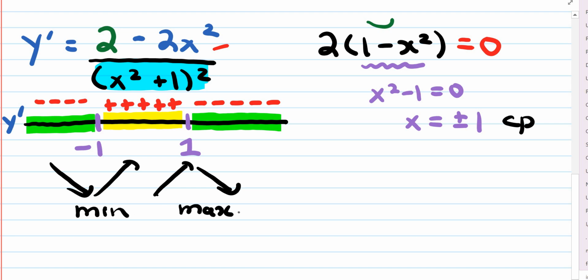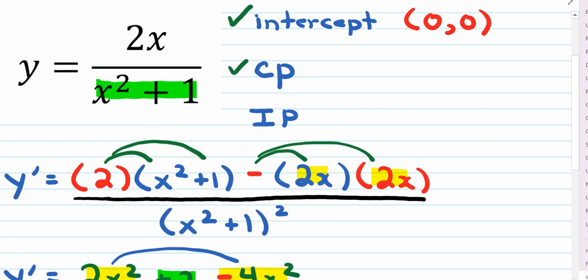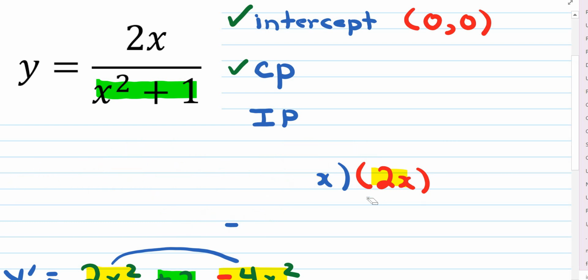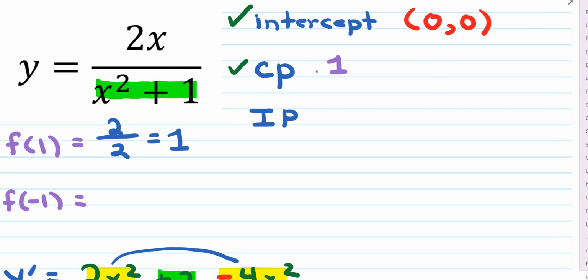Okay, so what we're going to do next is I'm going to go back to the beginning here, and I'll just erase this for now, since we found our critical points to be 1 and negative 1. Let's just find out what the actual coordinates are. So let's evaluate f of 1 and f of negative 1. If I plug 1 back into my original function, I get 2 divided by 2, which equals 1. So my critical point 1 comma 1 gives me my max.